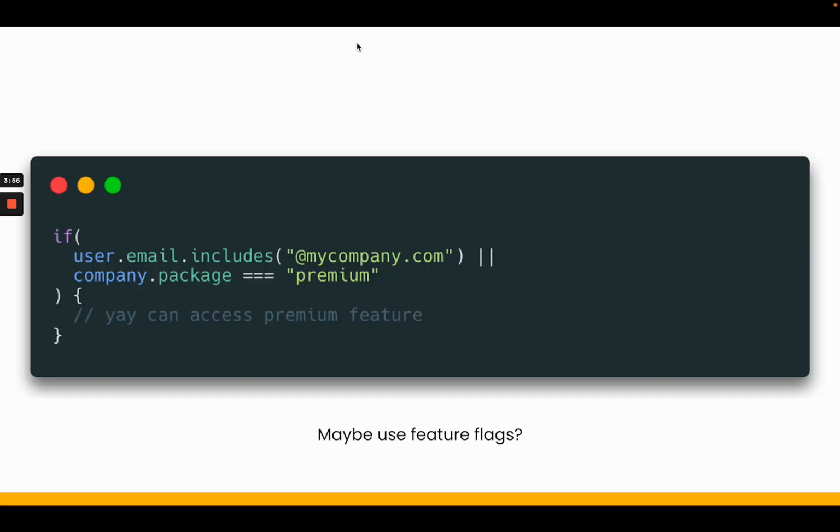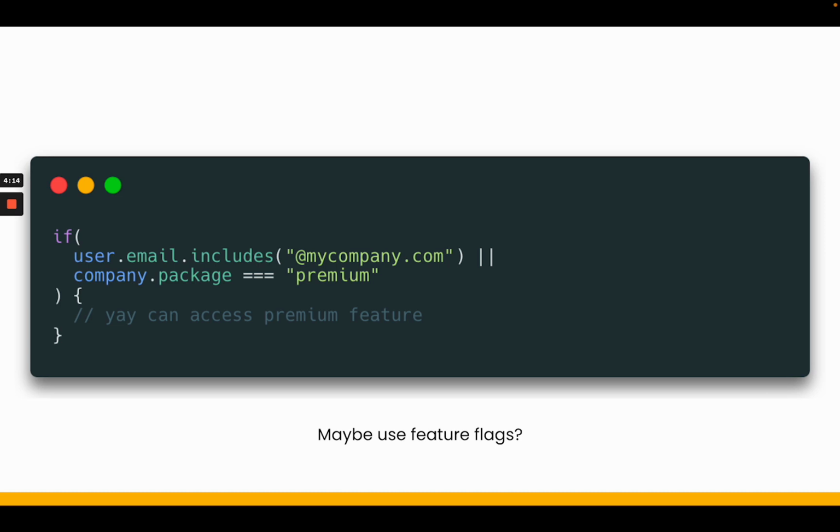And so you might go and implement something like this, where you can only see the premium feature if, for example, the user's email is the company's, so admins can always see it, but otherwise the company of the user, or the company package, is set to premium, and thus they can access the premium features.